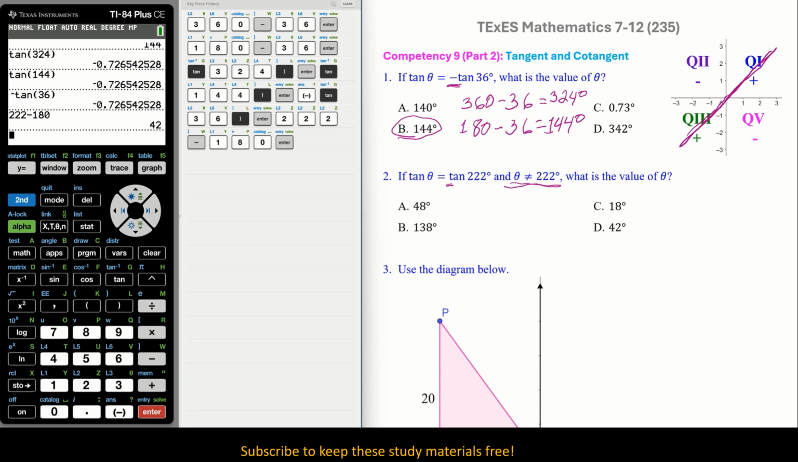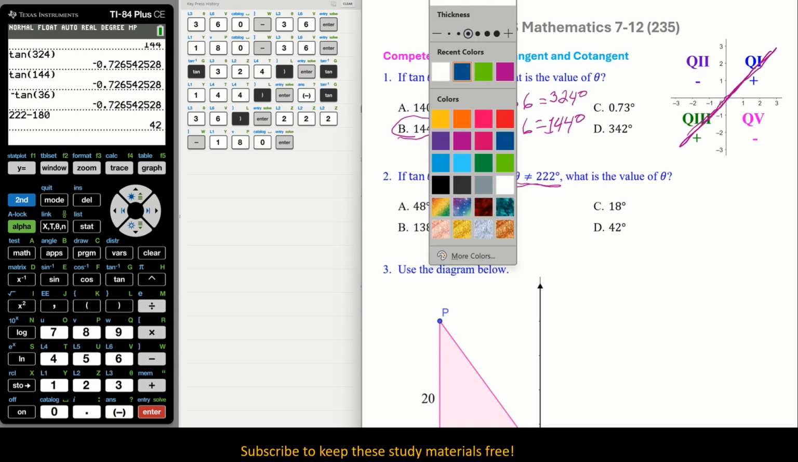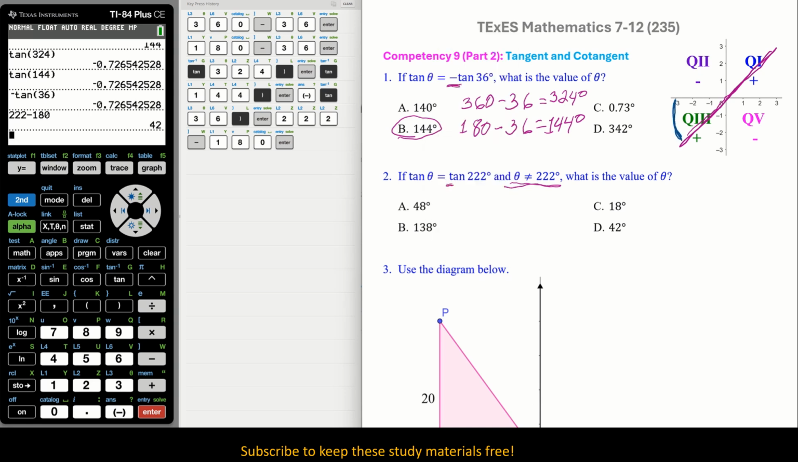And that's actually correct. You may say, well, I don't buy that. Let me explain. All right, let's grab another color here. What we're doing is we're measuring from the 180. So when we subtract 180, we end up measuring this way. So it is 42 degrees. So I do agree that it's option D. All right, let's go to number 3.